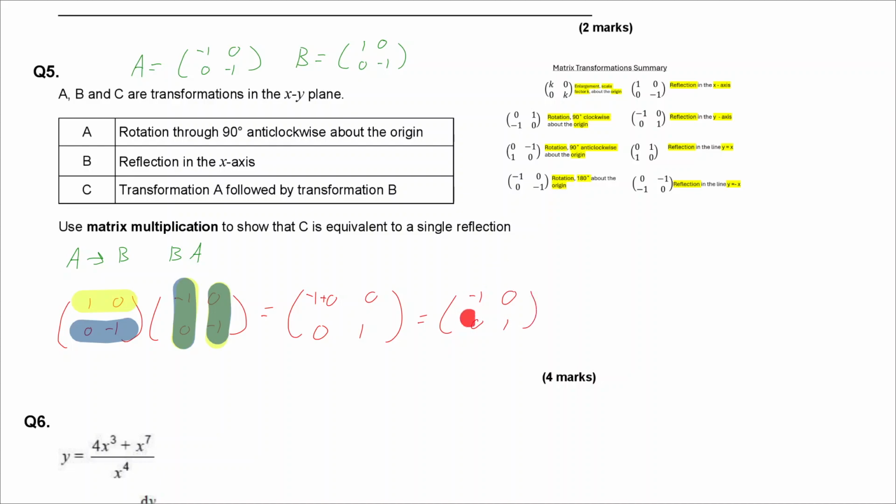And hopefully that's going to be on here somewhere. There we go. So it is a reflection in... have I made a mistake here? 1, 0, 0, minus 1.